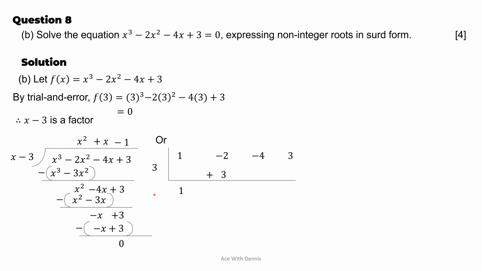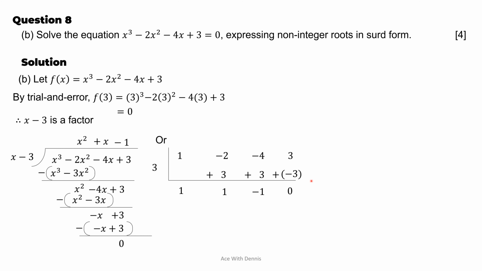So first thing is copy down the 1 here. Then 3 times 1, we get 3. So negative 2 plus 3, we get 1. So the next step, 3 times 1, we get 3 here. So negative 4 plus 3, we get negative 1. So next thing is 3 times negative 1, we get negative 3. So 3 plus negative 3, we should get 0 here because this tells us the remainder. And again, x minus 3 is a factor, so the remainder must be 0.